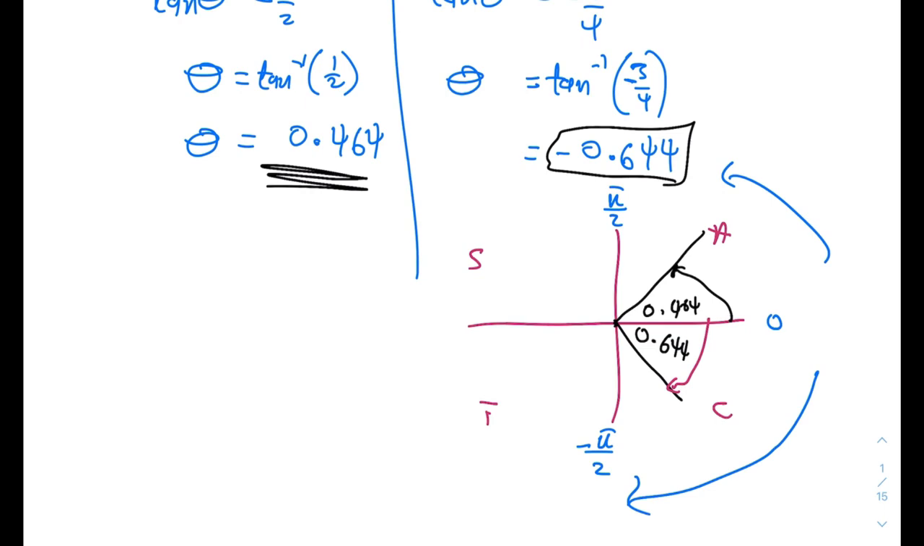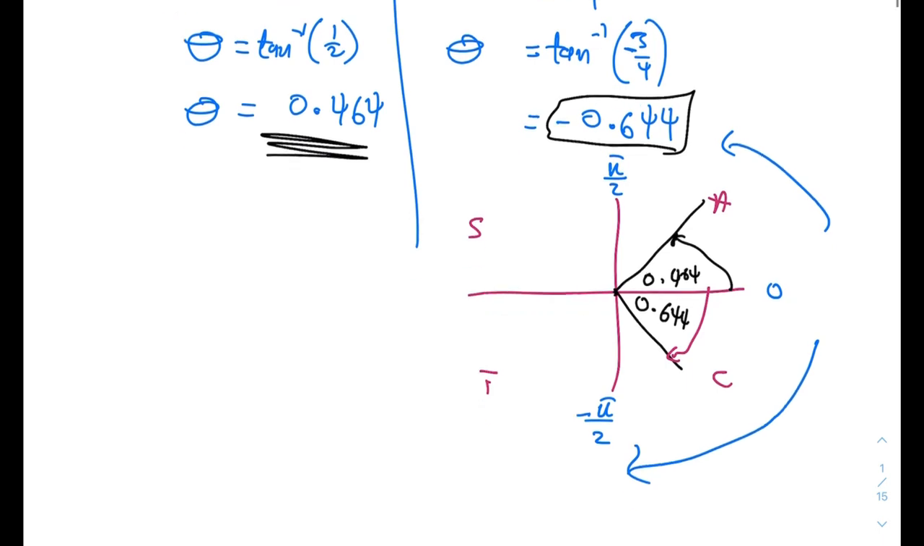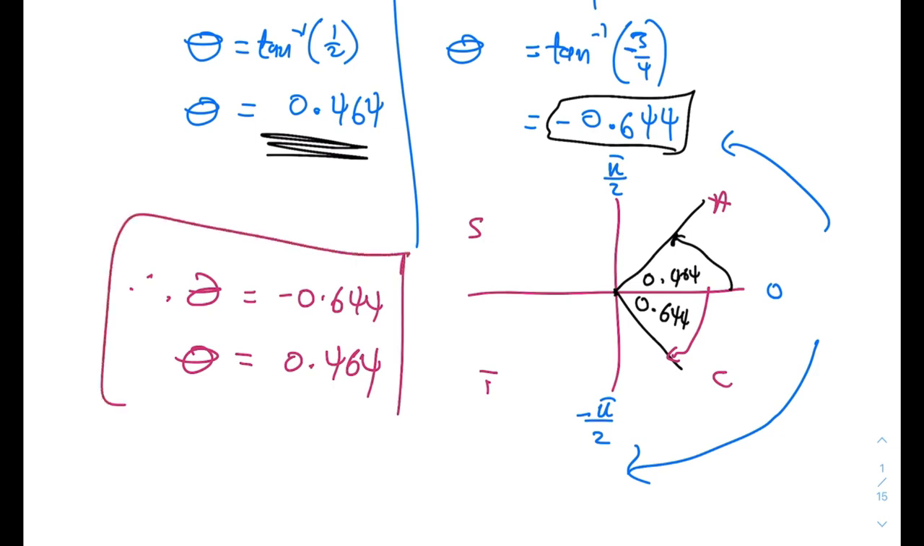That is the angle. Now I'm going to solve more complex examples using this CAST method, to help you to locate all your desirable angles. So you conclude that therefore theta is equal to negative 0.644, and theta is also equal to 0.464. And then you are done.